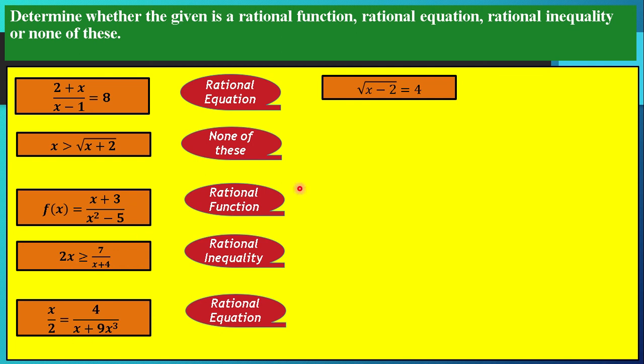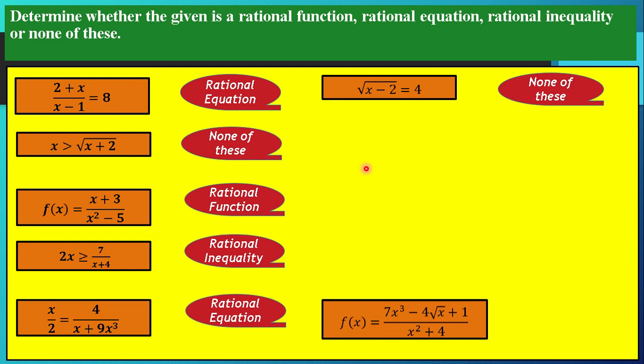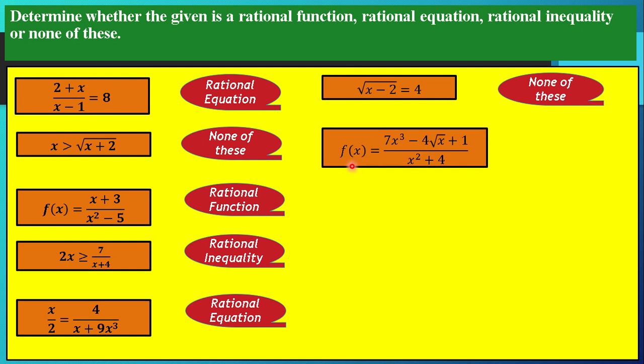Next, square root of x minus 2 is equal to 4. Meron po ba tayong involved na rational expression dito? Wala po, kasi itong radical expression na square root of x minus 2, pwede natin siyang i-express as an expression with fractional exponent. So magkakaroon po tayo ng exponent na fraction at hindi po yon kino-consider na polynomial. So although meron niyang equal sign na nandyan, pero wala namang involved na rational expression, so ang sagot natin ay none of this.